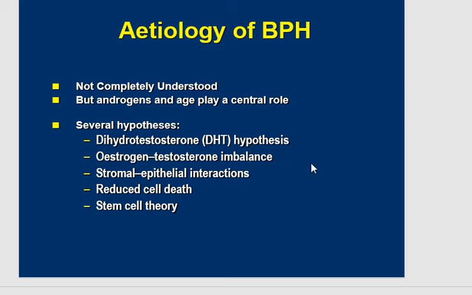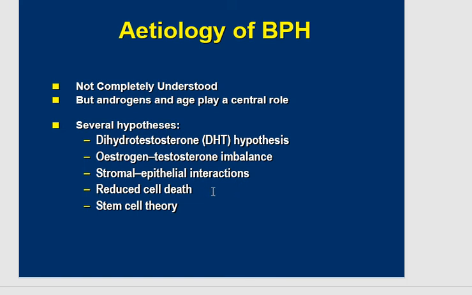Estrogen testosterone imbalance. Normally there is a balance between the estrogen and the testosterone, but with increasing age, the testosterone decreases and the estrogen increases. So this imbalance may also lead to BPH formation. Stromal epithelial interaction. Normally there is a definitive interaction between stroma and epithelium, but under different circumstances, with increasing age, the epithelial component starts increasing more as compared to the stroma and leads to BPH.